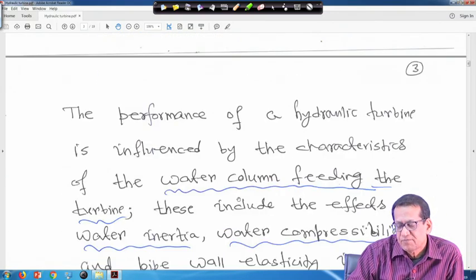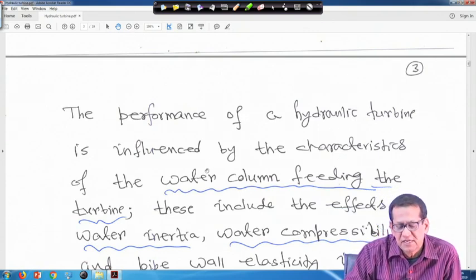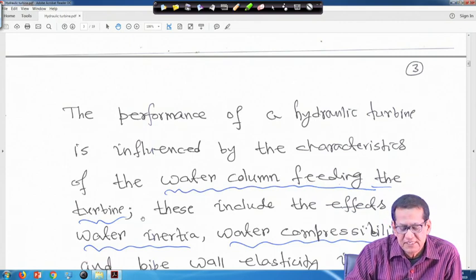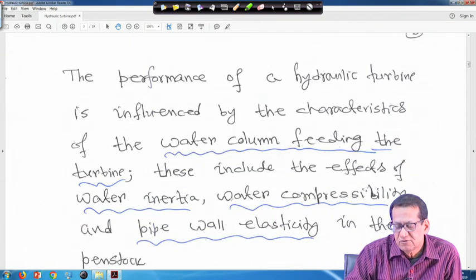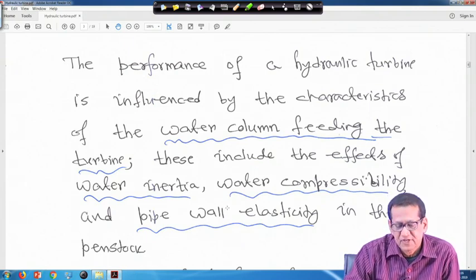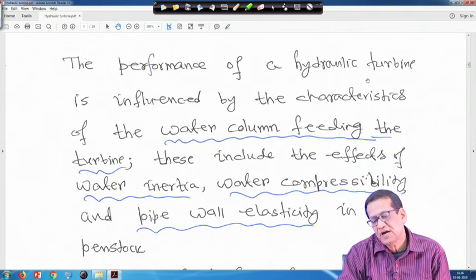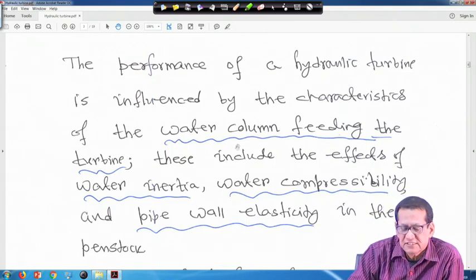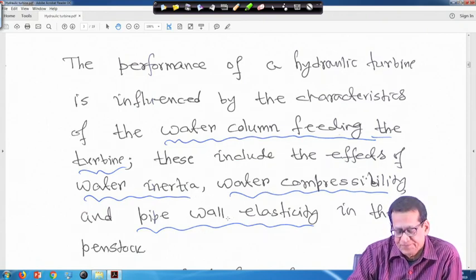Now, the performance of a hydraulic turbine is influenced by the characteristics of the water column feeding the turbine. These include the effects of water inertia, water compressibility and pipe wall elasticity in the penstock.